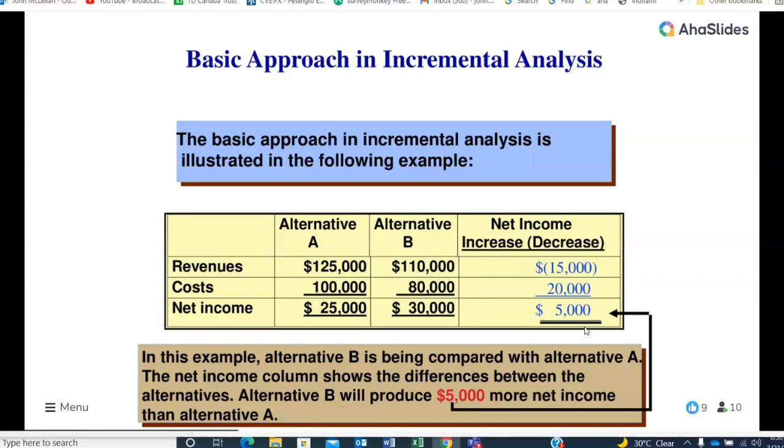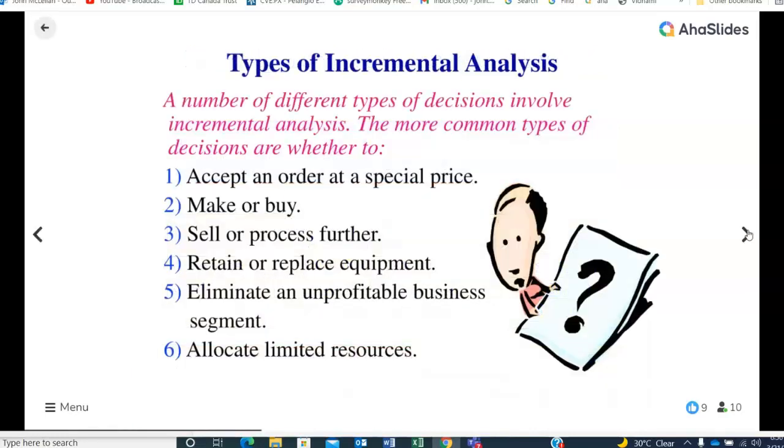You could have seen that when you just looked at net income, 25 and 30. But basically that's the process. You focus on the difference. In this example, alternative B is compared to A, and the net income column shows the difference: there's 5,000 more. We would be better off with alternative B because our profit would go up by 5,000. Okay. So that's the basic approach, incremental analysis.